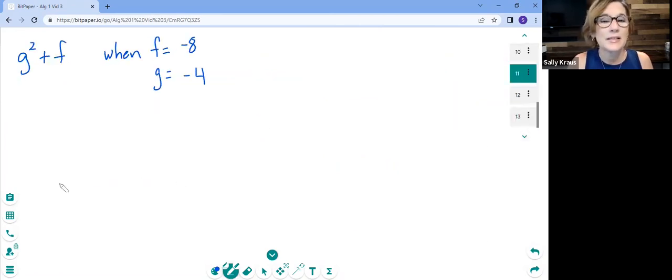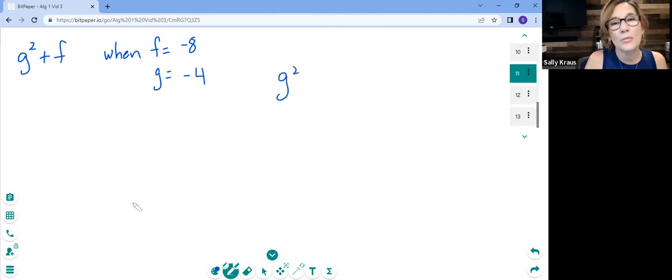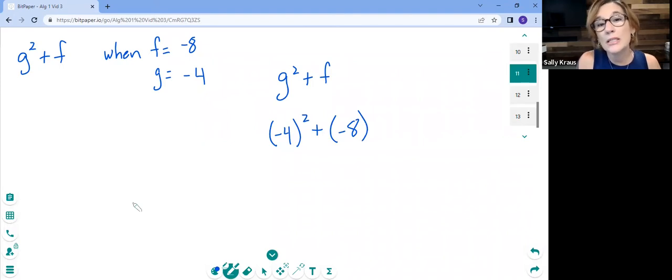All right. Another one looks pretty easy, right? g squared plus f when f equals -8 and g equals -4. So come up here, write the problem again. Plug in parentheses, what is g? -4. And what is f? -8. PEMDAS tells you we need to get rid of those parentheses. And in this case, with the exponent, we're doing 2 for 1.